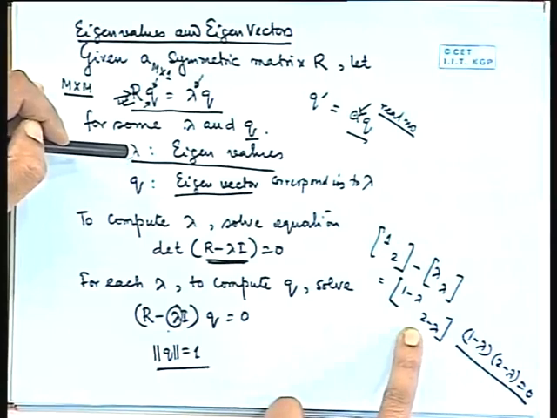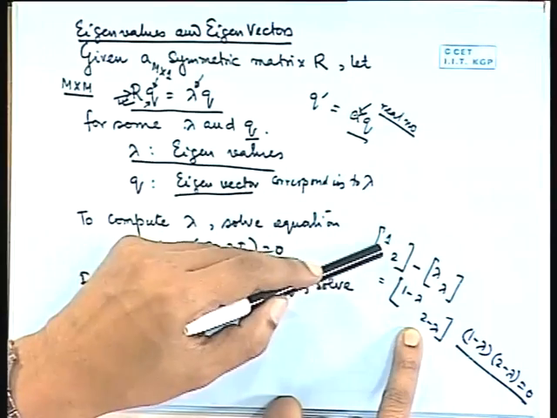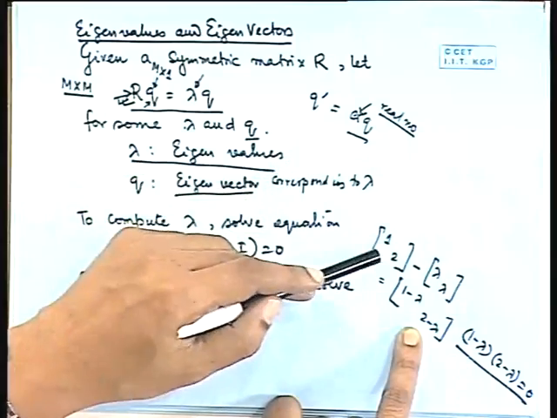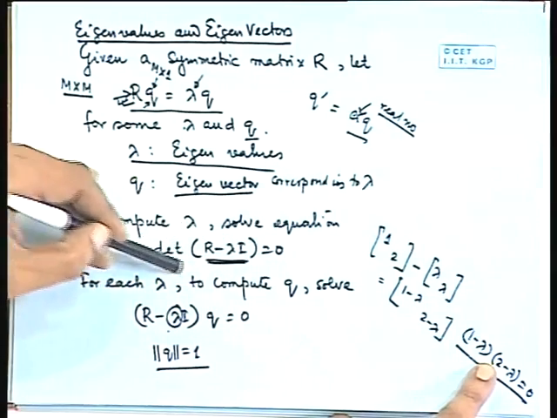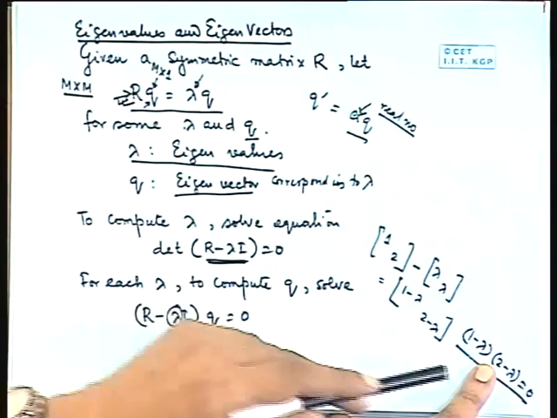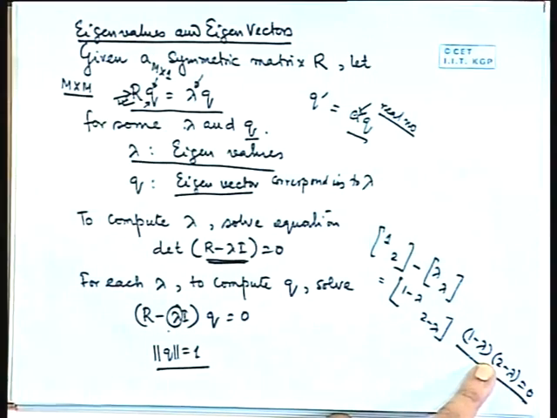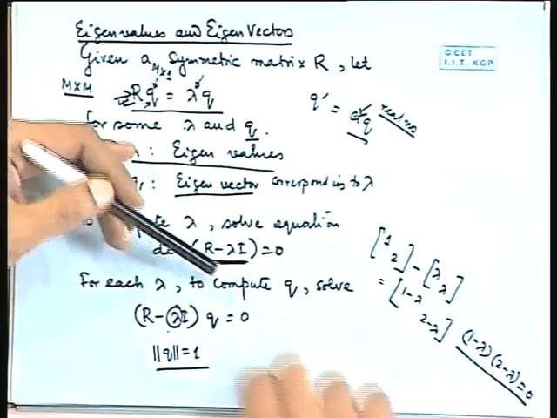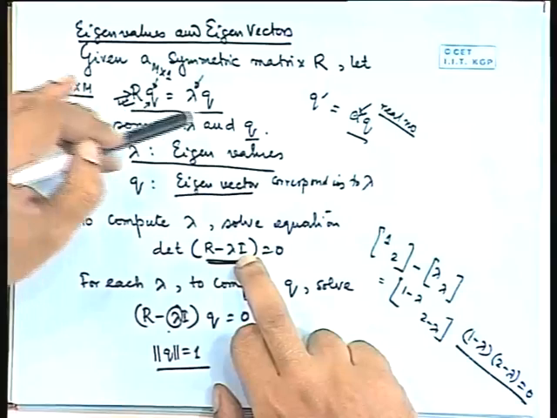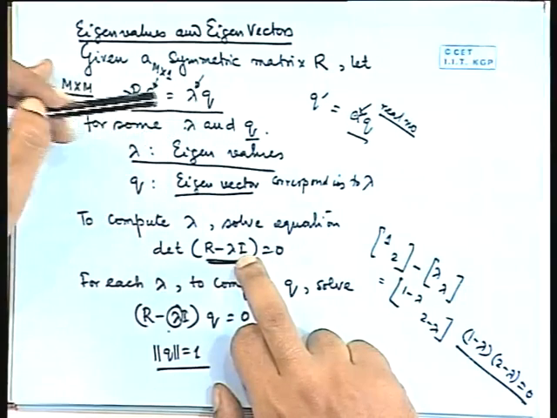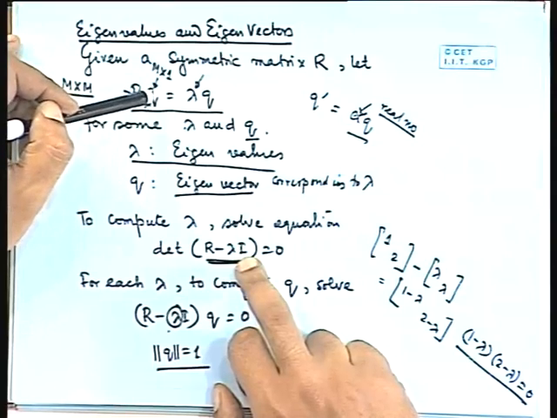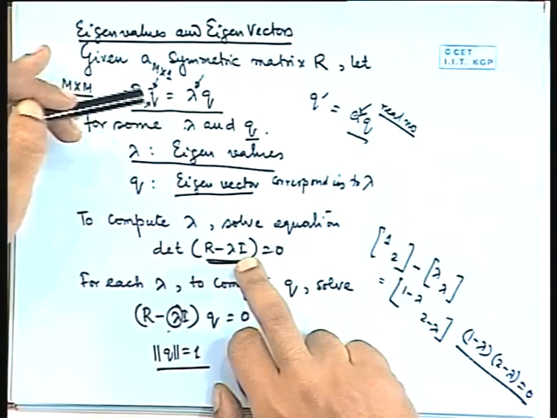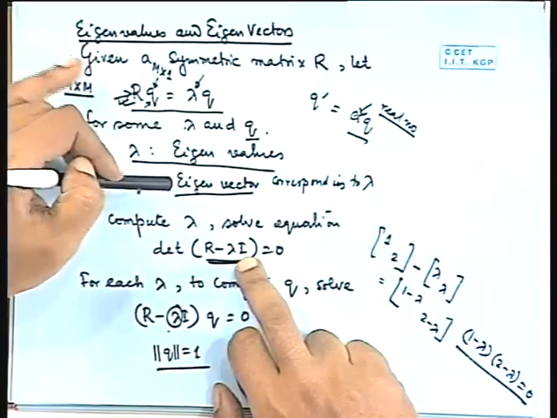For example, here we had worked out an example. If you have R as 1 2, just a simple example, then this equation becomes like this, and we can solve it. It will become an nth order polynomial in lambda. So we can solve for lambda, and we will get n roots. Corresponding to those lambdas, we can always solve this equation for this q. So this q will be called the eigenvector.